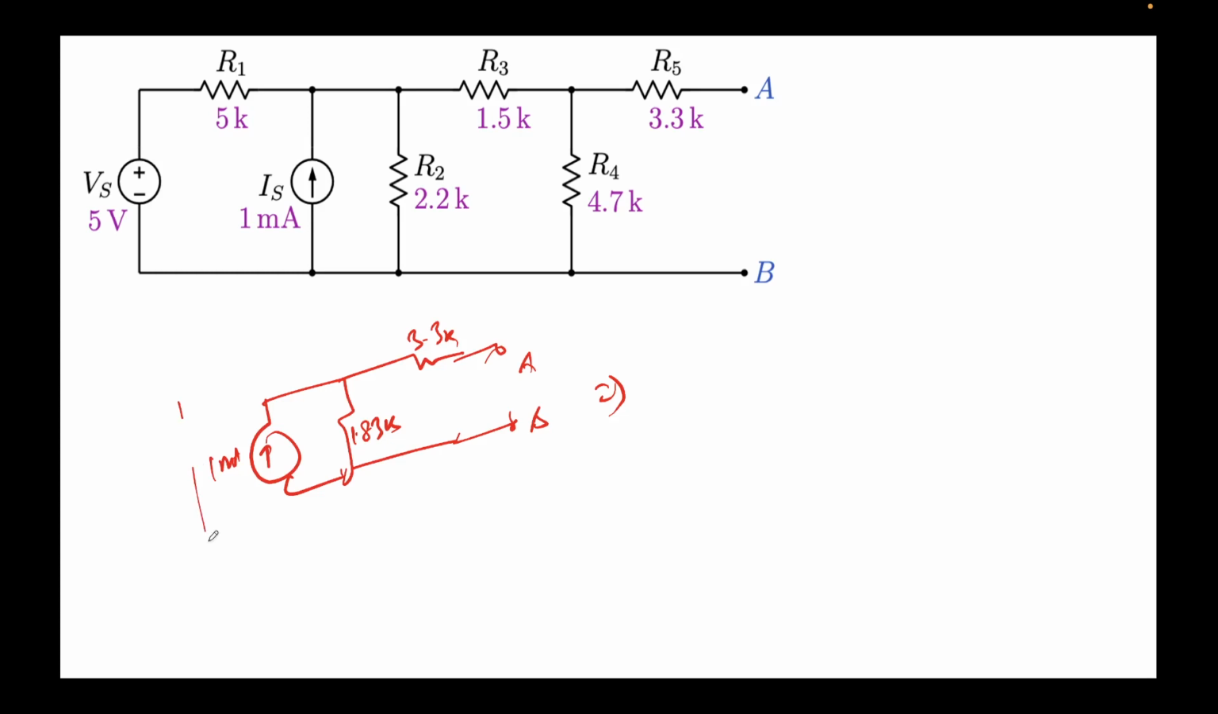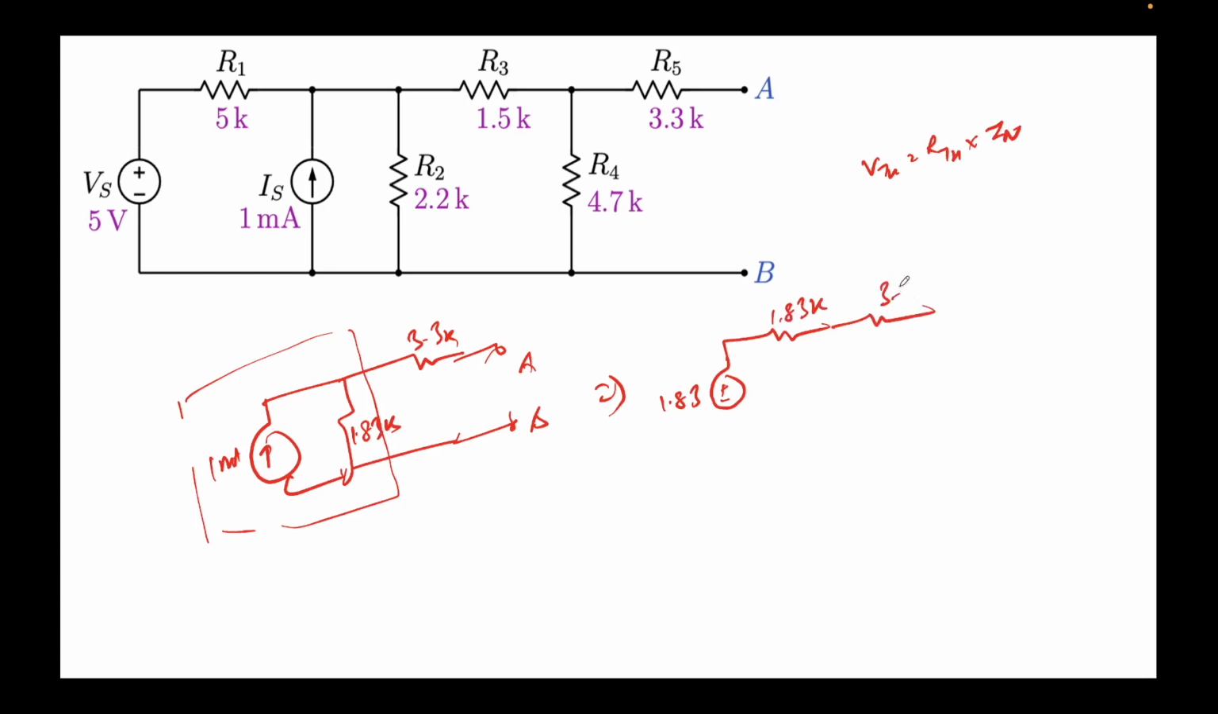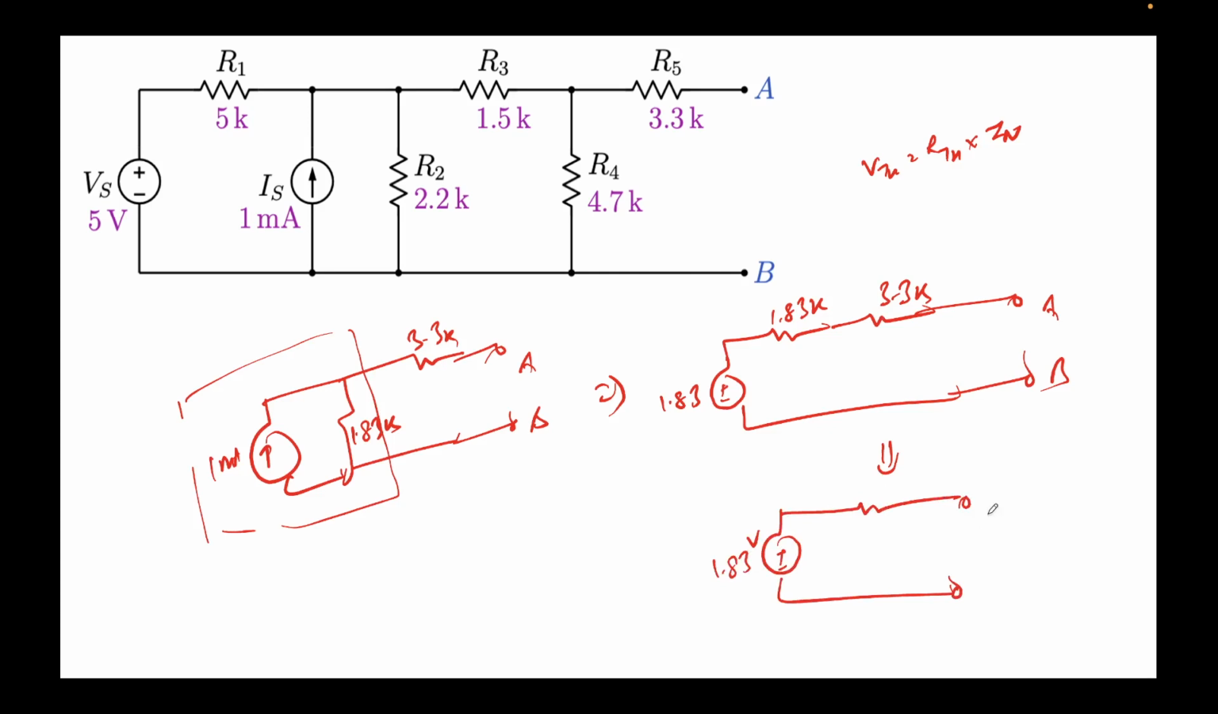Now again, this can be switched back to the Thevenin equivalent, right? So the voltage source will be 1.83. Remember, VTH equals RTH times IN. So current is 1 milliamp and the resistance is 1.83K, right? And this Thevenin equivalent will remain the same, and this will be 3.3K. So what we'll get is something like A and B, and now we can simply add up these resistances. So this will be 1.83 volts, and this will be A and B.